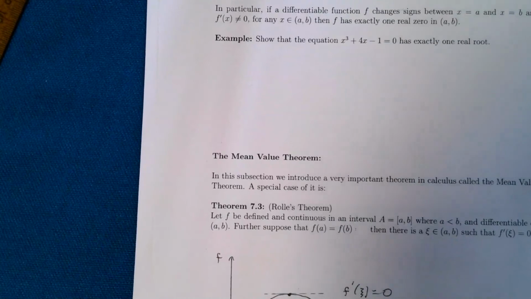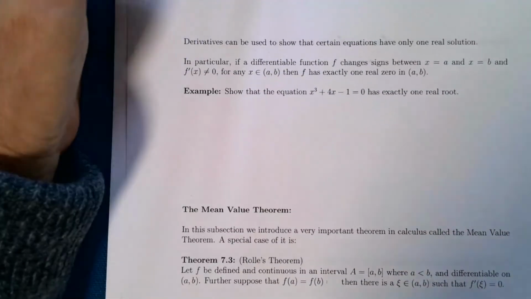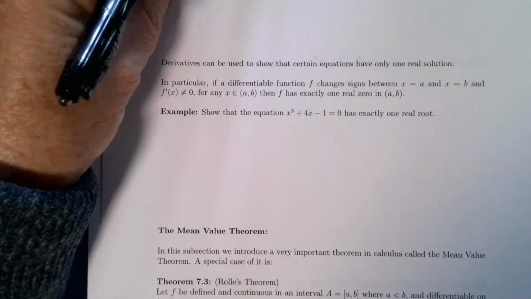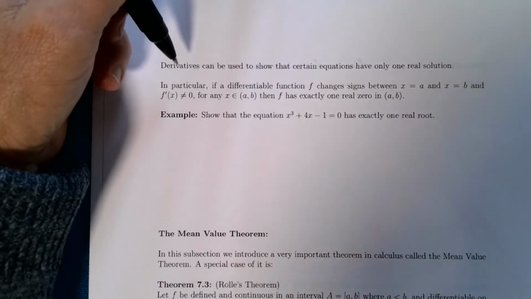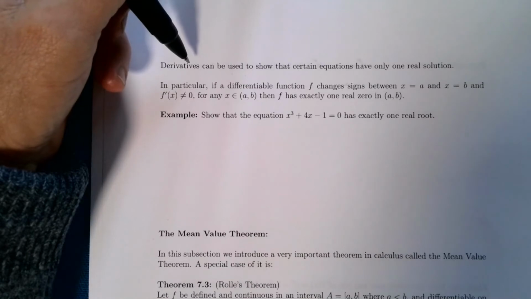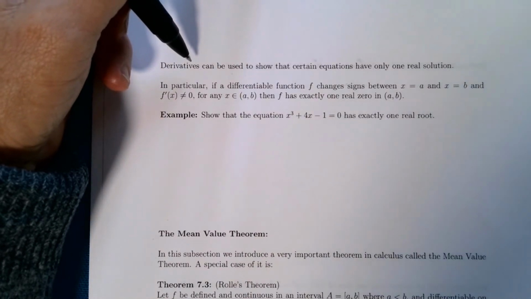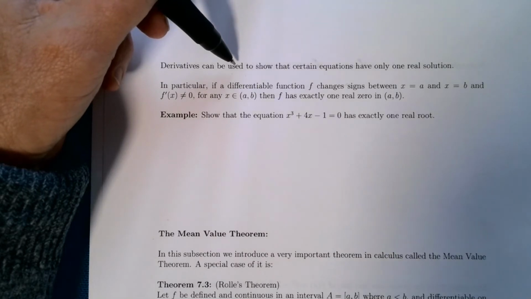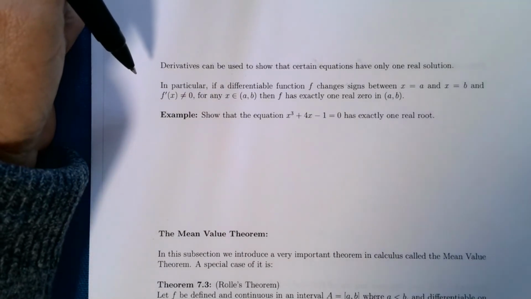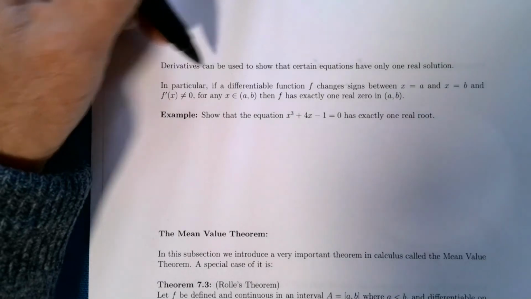Now, derivatives can be used to show that certain equations only have one real solution. We've seen already how we could use the intermediate value theorem to show that a particular equation had at least one real solution. Now we can use derivatives to show that they've only got one real solution, either on the whole real line or on some interval.